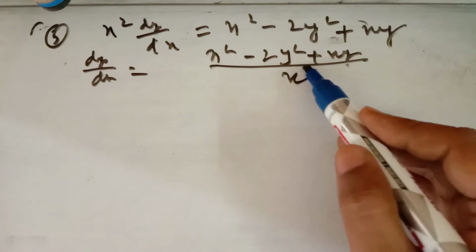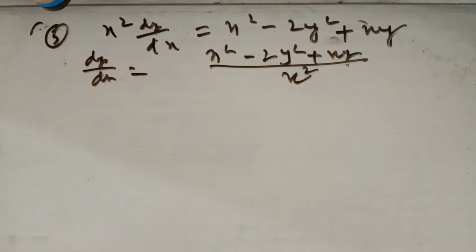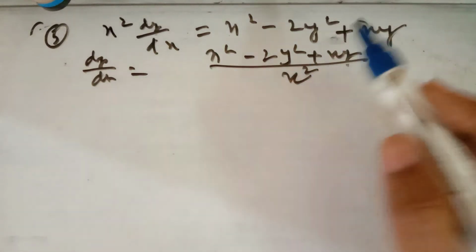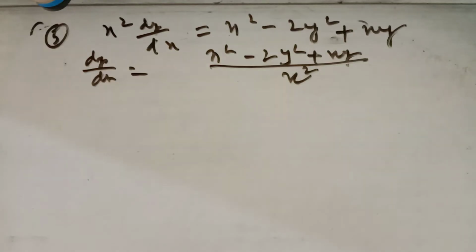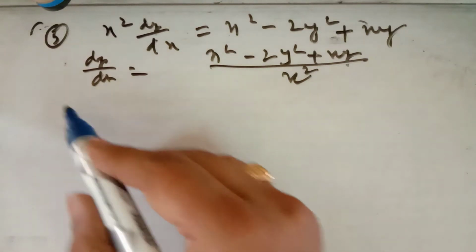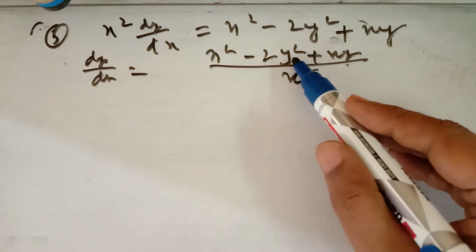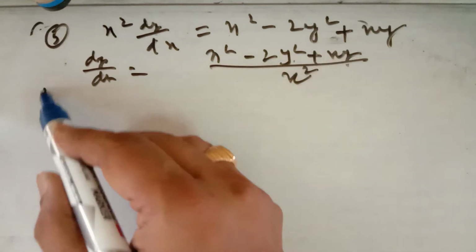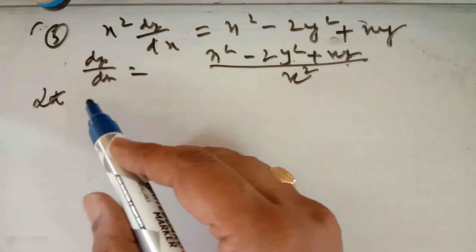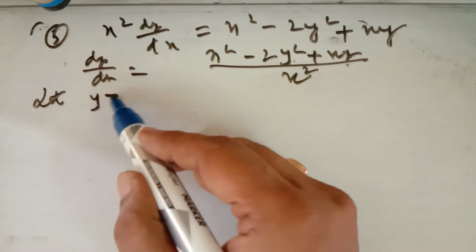You have to replace x with x lambda and y with y lambda, and it will be equal to dy/dx only. Now here I am solving it because the degree of each term is 2: the degree of x square is 2, and so is each of the others. So by this I can say that it is a homogeneous differential equation.